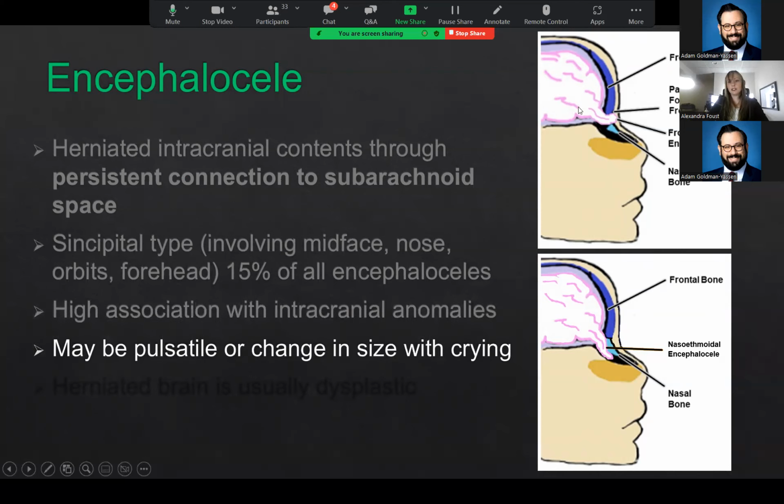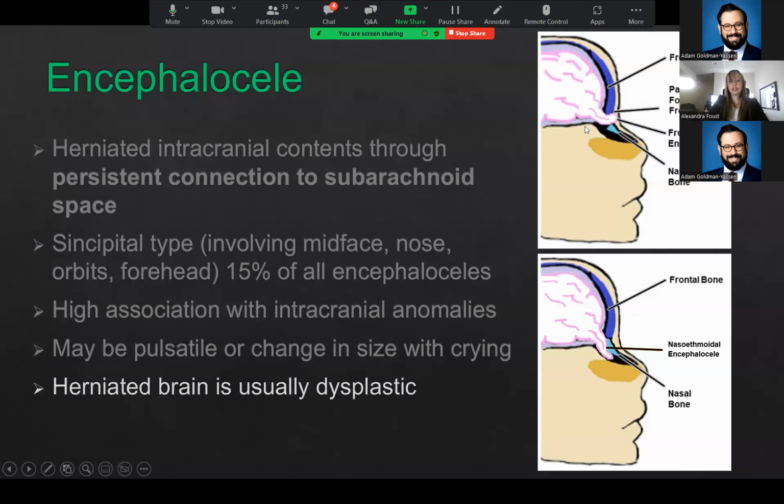And because there's this persistent connection with the arachnoid space, the clinical exam may show signs that the quote-unquote mass they're seeing changes in size when the infant is crying or straining, Valsalva. Anything that's going to increase pressure intracranially will cause this to sort of bulge and change in size. The brain tissue that actually goes into the defect is often dysplastic, so the tissue itself is not generally salvageable.